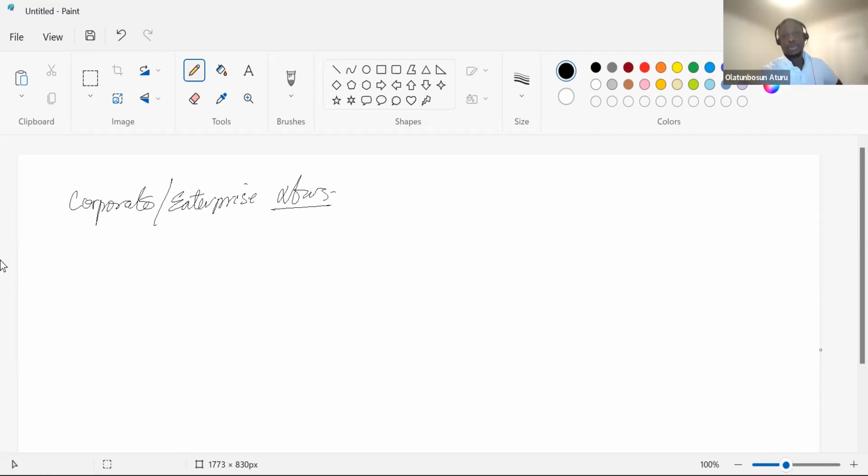Yeah, anybody, yes. It sounds to me like the corporate network is a subset of the enterprise. Like you have multiple corporates in the enterprise network. Okay, that's good. That's good.